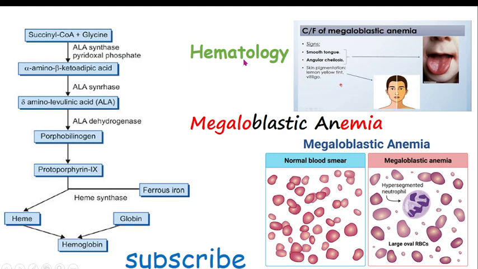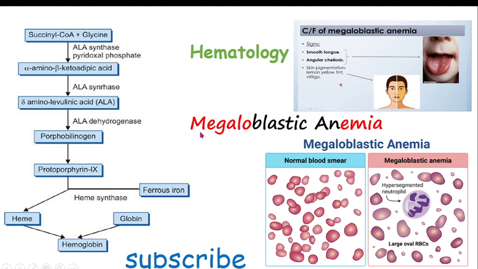Hematology is a science that studies blood and blood-forming organs. In blood, we have cells and plasma, whereas the cells include red blood cells, white blood cells, and platelets. All of them can have abnormalities, but the abnormality we are going to look at today is red blood cell abnormality, specifically megaloblastic anemia.